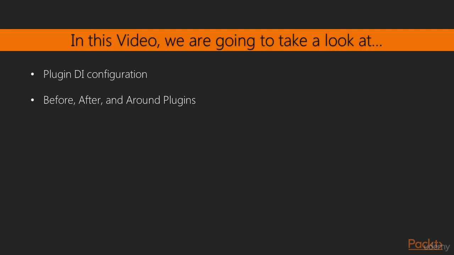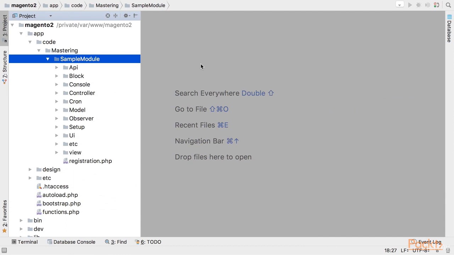In this video we are going to take a look at plugin DI configuration: before, after and around plugins. In the previous video we used Observer to add customization based on events in Magento. However, not all Magento functionality is covered by events. That's why we have an additional customization engine called plugins.